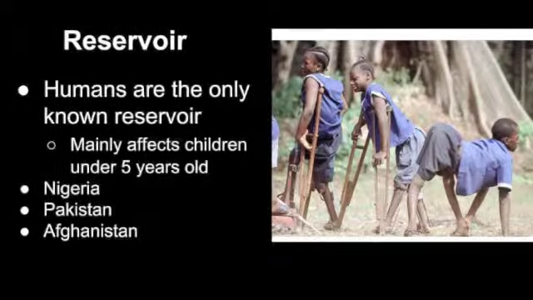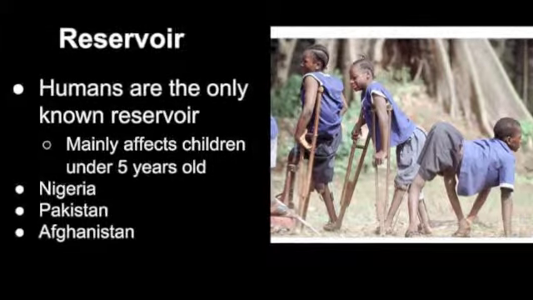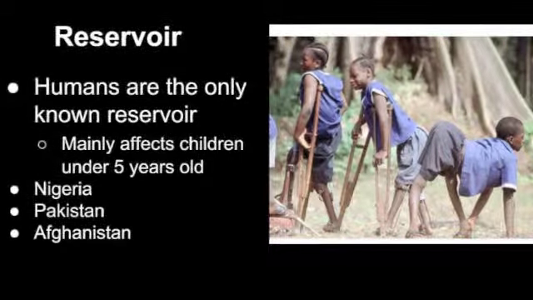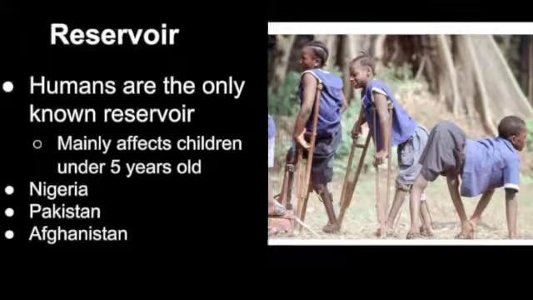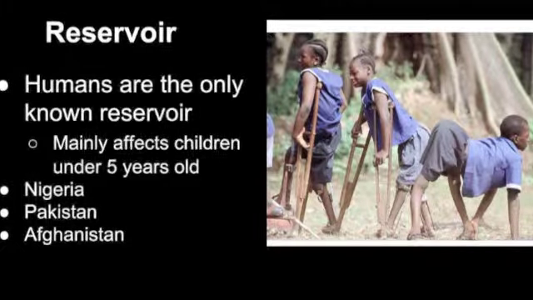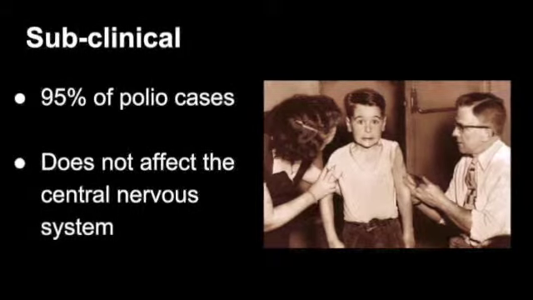According to the Centers for Disease Control and Prevention, humans are the only known reservoir of poliovirus. Polio used to be called infantile paralysis because it affected so many children. Today, polio is only found in 3 countries, and they are Nigeria, Pakistan, and Afghanistan. There are 3 different types of poliovirus, and they are subclinical, non-paralytic, and paralytic, and with each one it gets more severe. Approximately 95% of polio cases are subclinical.